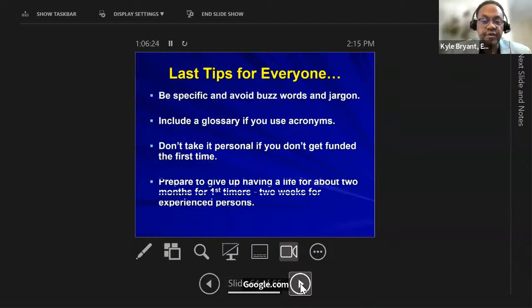The last tips for everyone, be specific about buzzwords and jargon. Include a glossary if you use acronyms, because no one knows your acronyms but your organization. Don't assume that they know what you mean; I have to tell people EPA is the Environmental Protection Agency. Most people aren't familiar with the agency, so you have to let them know what your acronyms are. Don't take it personal if you don't get funded the first time, but prepare to give up having a life for about 2 months for first timers and 2 weeks for experienced persons.